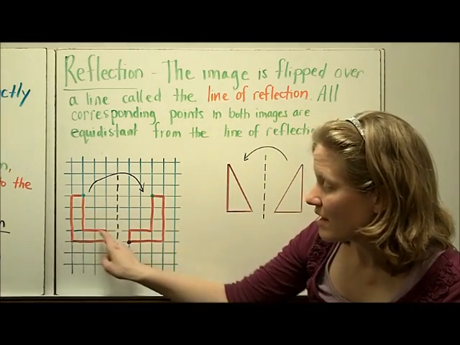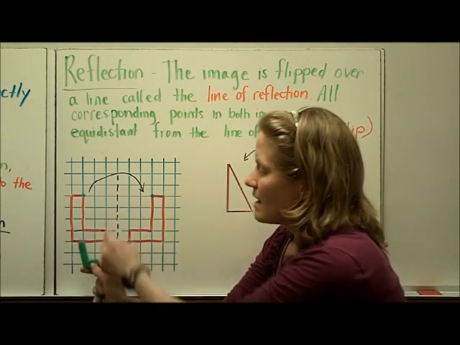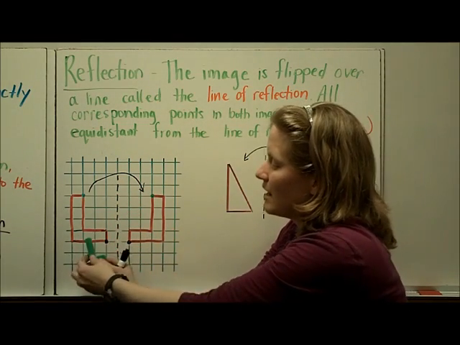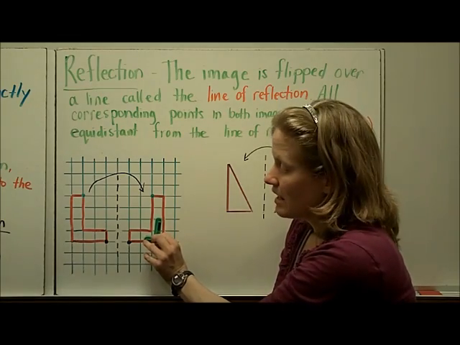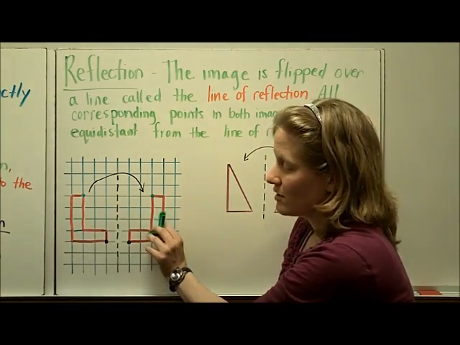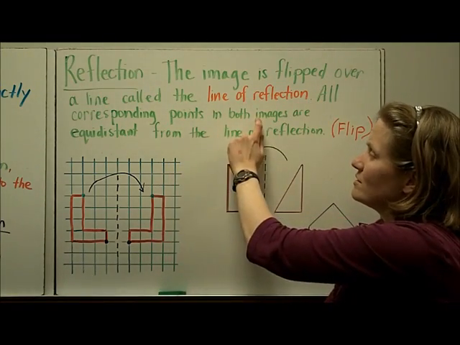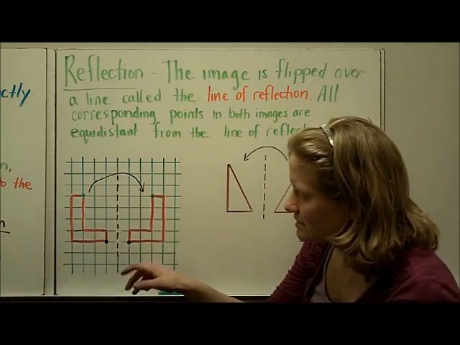So we can see here that I have this L, and I have a smaller model here. And here is the line of reflection, this black dotted line, and it has been flipped over top of that line. So this reflection, just like in a mirror, reflects over here. And this explanation here, all corresponding points in both images are equidistant from the line of reflection. Let's see that in this example.